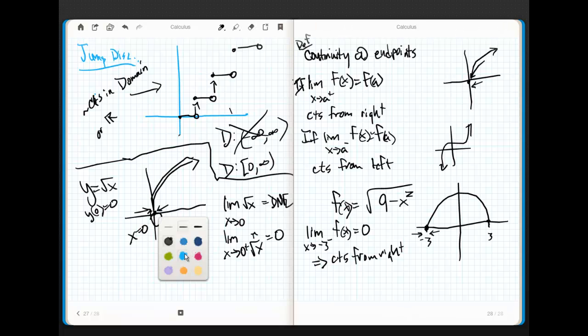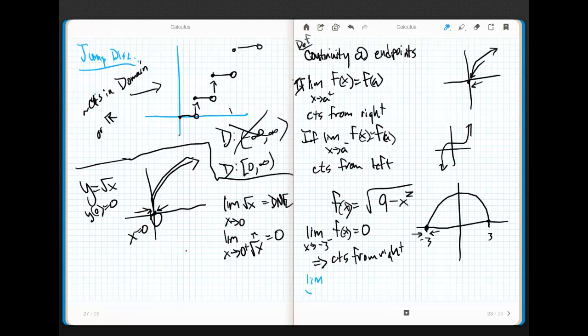Similarly, I've got different colors, I should utilize them. If I take the limit as x approaches +3 from the negative side of f of x, well, when I plug it in, I get 0 again. Sneaking up from the left-hand side, which means that this is continuous from the left. Okay? All right, so again, I was consistent up here, and I was inconsistent down here. Sorry about that.